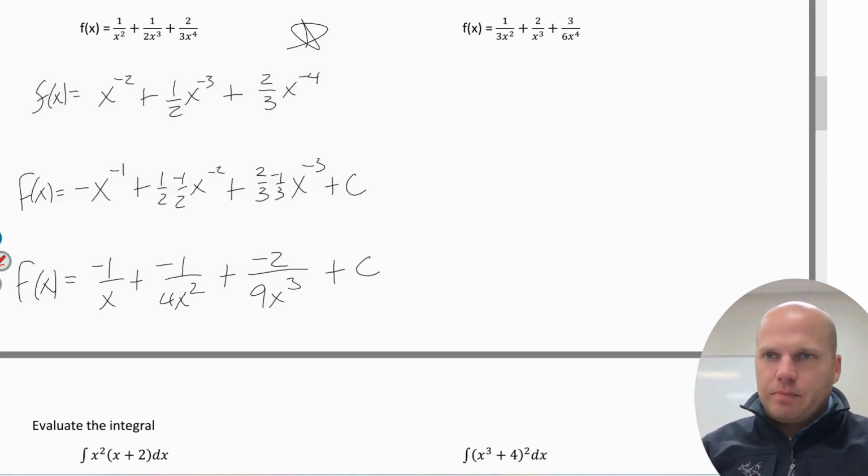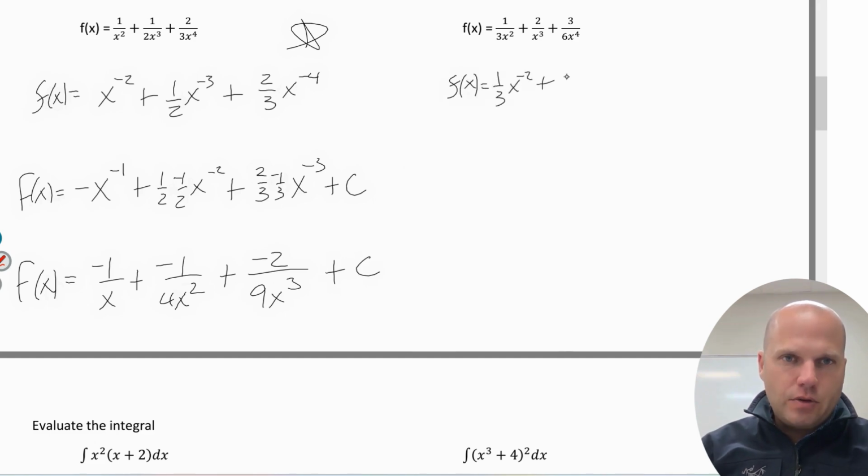All right. Same thing. Rewrite it so you can use the antiderivatives. Why did I put 3, 6? That's silly.